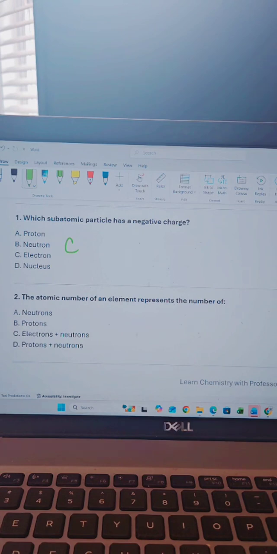All right, very good. Number 2, what does the atomic number of an element represent? The number of neutrons, protons, electrons and neutrons, or protons and neutrons? All right. Very good. Those of you all that put B, you are correct.